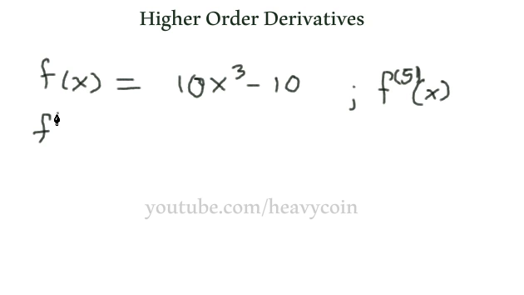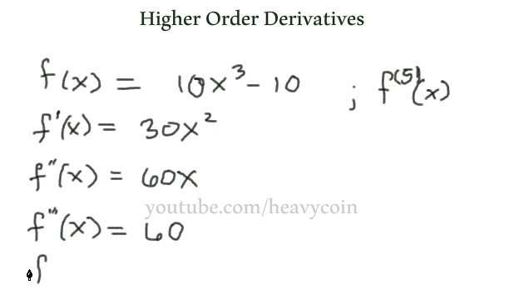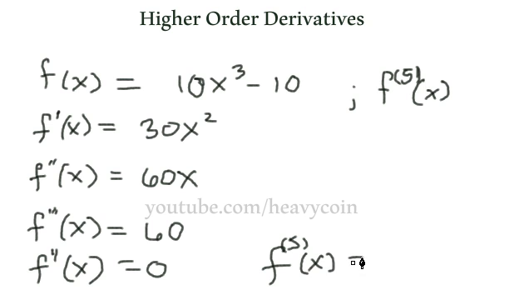Let's just do it real quick. F prime of x is equal to 30x squared. F double prime of x is equal to 60x, and the third derivative is going to be 60, and then the fourth derivative is going to be equal to 0, and then for some who knows what reason in the universe, you need to take the fifth derivative, right? The derivative of 0 is 0. Okay, so there you go.